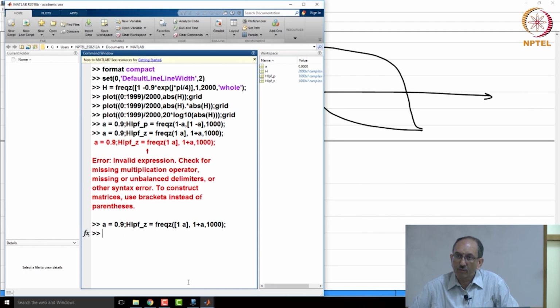And now let me plot both. So I will plot 0 to, I have 1000 points, and now I will divide by 2000 because I am evaluating this from 0 to pi. If I normalize it by 2 pi, the frequency axis will go to 0.5. And then let me plot 20 log 10 of the absolute value. These are complex numbers, therefore, this is H LPF using pole and H using zero.